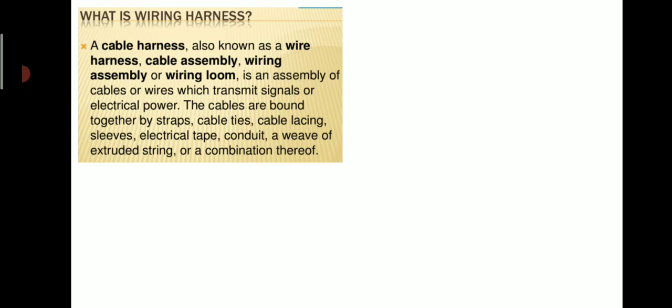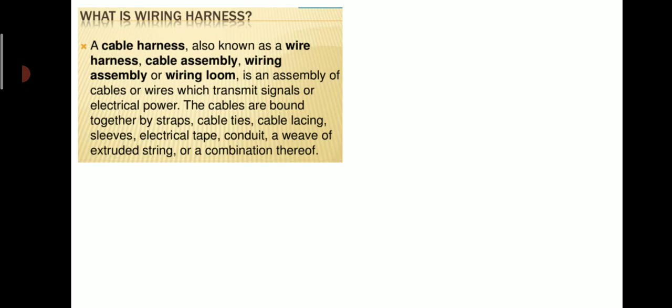Next topic is what is wiring harness. What are the different wires used and what are the symbols and color codes used. The cable harness, also known as wire harness, cable assembly, wiring assembly or wiring loom, is an assembly of cables or wires which transmit signals or electrical power.